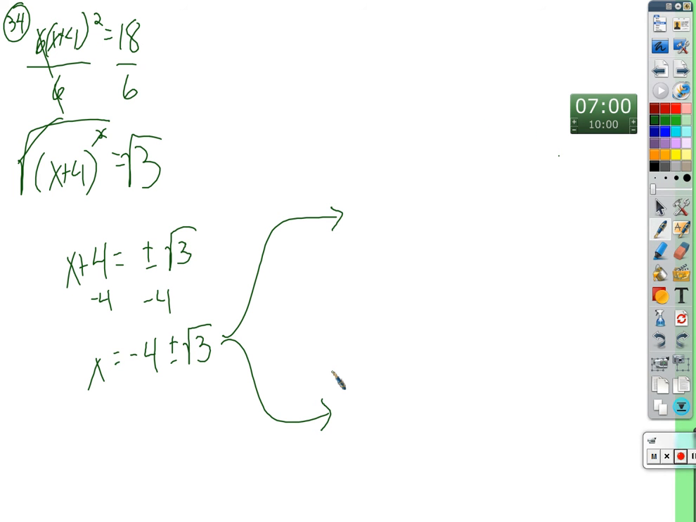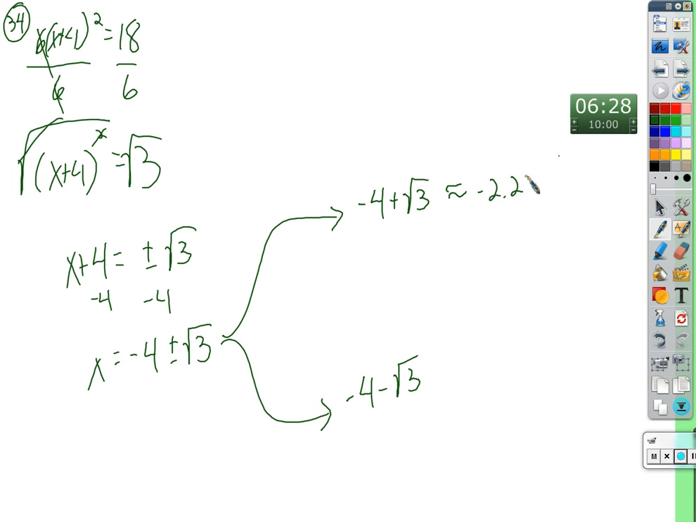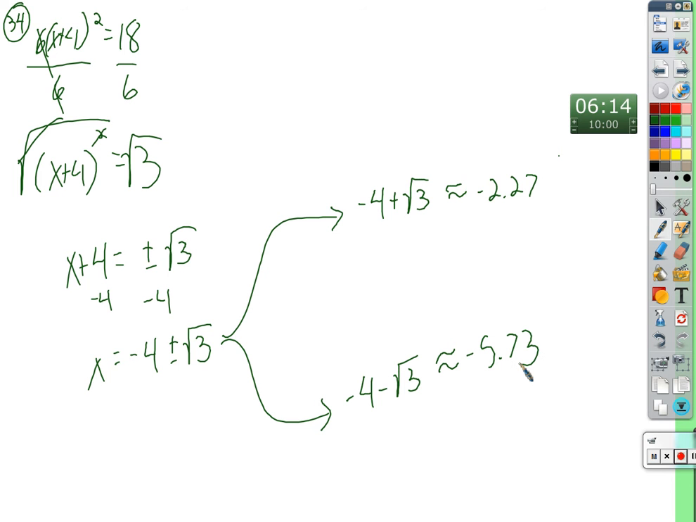Okay, so where do these two solutions come from? X equals negative 4 plus the square root of 3. And negative 4 minus the square root of 3. If we want to get some decimals, we can do that. Negative 4 plus the square root of 3 is negative 2.27. And bring it back and change it to minus, and enter. Negative 5.73. And a little squiggly equal sign means approximately.